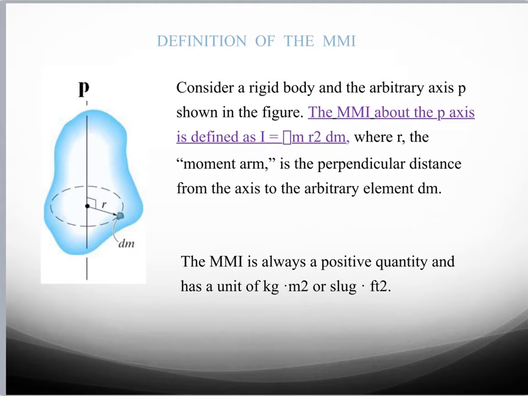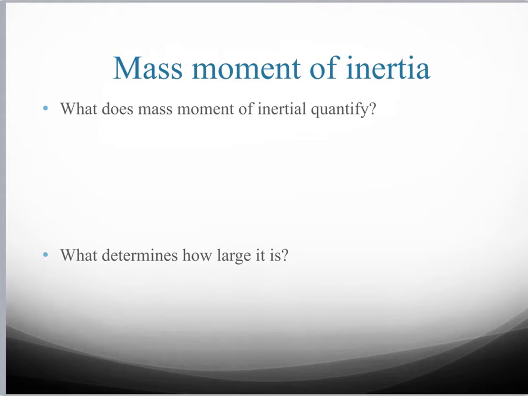So here we see again that the definition of the mass moment of inertia is that it's the integral of the radius squared times dm. And the units of mass moment of inertia are going to be the mass times a distance squared. So anyway, let's come back to what the moment of inertia quantifies. The mass moment of inertia is quantifying an object's resistance to a change in its rotational motion.